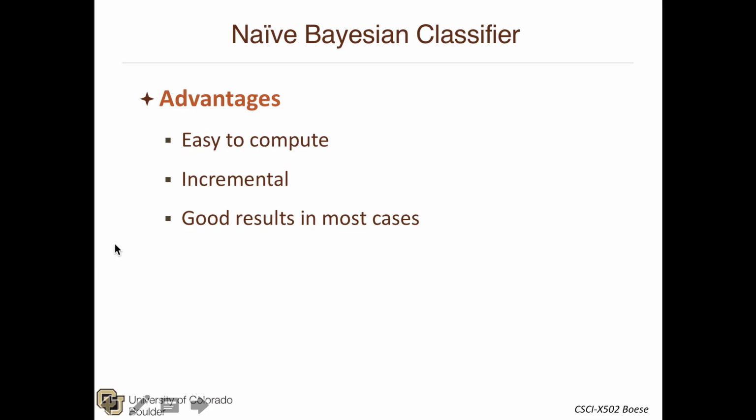So for the naive Bayesian classifier, some advantages: it is easy to compute. It's incremental, so we can add additional training data without having to change our model. And it gives really good results in most cases.